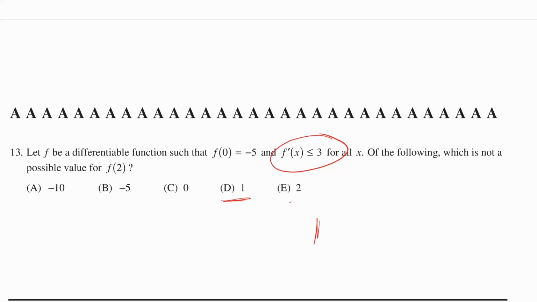Let's take a look. Negative 10 is fine because it would go down 5, which is less than 3. I mean, we can go down. It could stay, could be a 0. Its increase is less than 3. 0's fine. Yep. So E is the only one it couldn't be. Even if it went up 3 consistently from negative 5, it could only get to 1. So I'm not circling 1, but the highest it could get was 1. So which one could not be, would be that one.